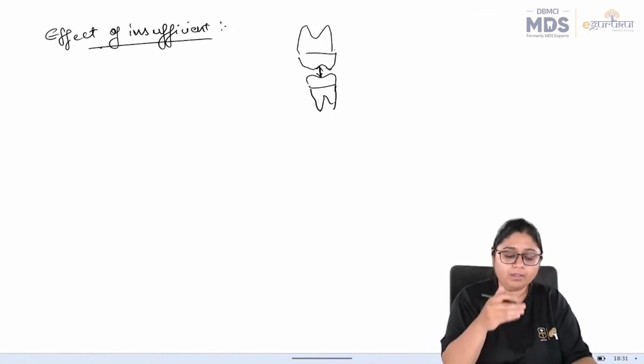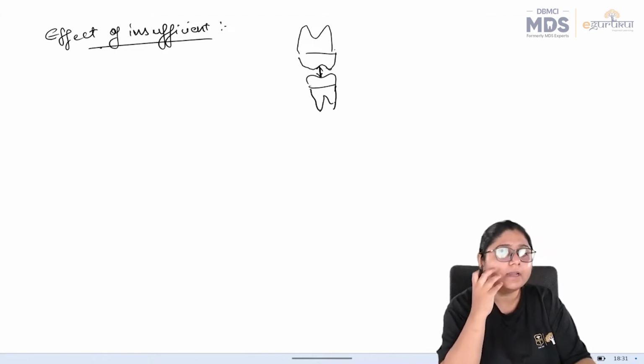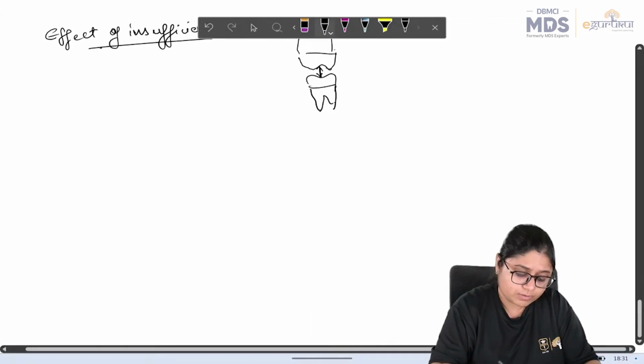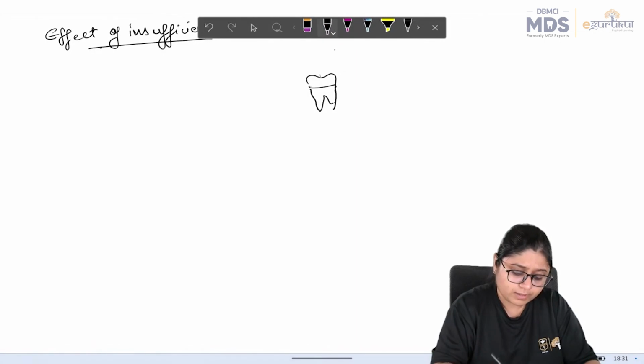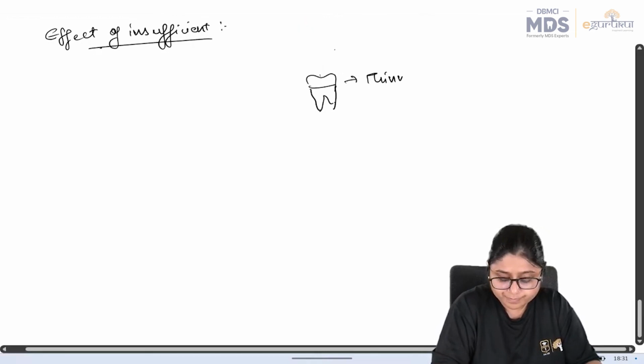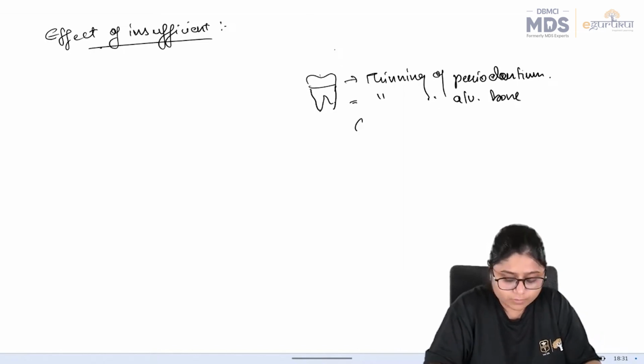Similar things happen in the case of occlusal forces also. Suppose this tooth is not present. If this tooth is not present here, there will be no forces acting onto the tooth. So there will be thinning of the periodontium and thinning of the alveolar bone, and this is called disuse atrophy.